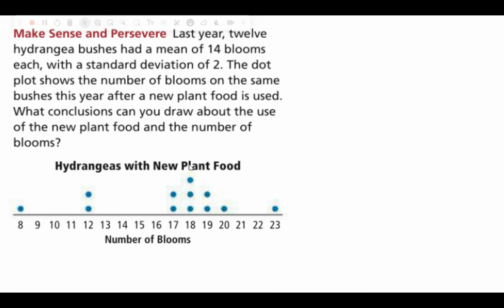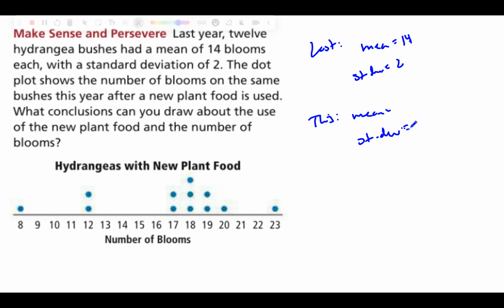So we have a new set of data to compare to an old set. Again, this old set has a mean. So this is last year's. So there was a mean of 14 blooms with a standard deviation of 2. So now we're going to use Desmos to find this year's mean and standard deviation. Okay, so let's go do that in Desmos right now.